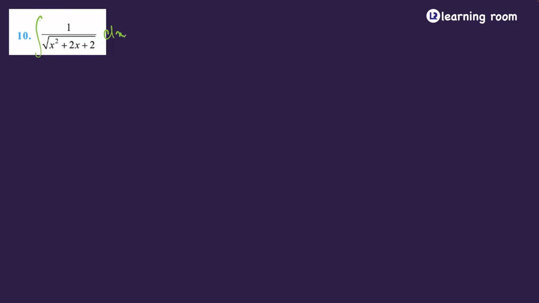So the 10th problem is 1 by root of x square plus 2x plus 2 times dx, right? So here, when it is 1 by root of ax square plus bx plus c, what are we supposed to do? You need to follow the completing the square method, right? So this will be equal to integral of 1 divided by square root of x square plus 2x plus 2, means it will be x plus 1 the whole square plus 2 minus 1. I directly wrote it. See, first you will write x.